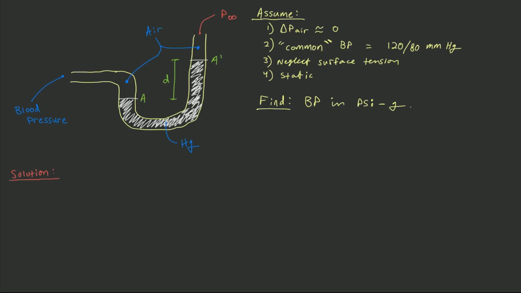Mercury will be assumed as the working fluid in this manometer, as shown here in white, and air separates the mercury column from both the outside atmosphere, as shown here on the right, and from the actual blood pressure measurement, as shown here on the left.